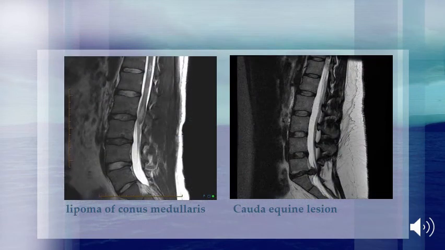This slide shows you a conus medullaris lesion due to a lipoma at the end of the spinal cord, and the other picture shows a cauda equina lesion due to a severely ruptured intervertebral disc.